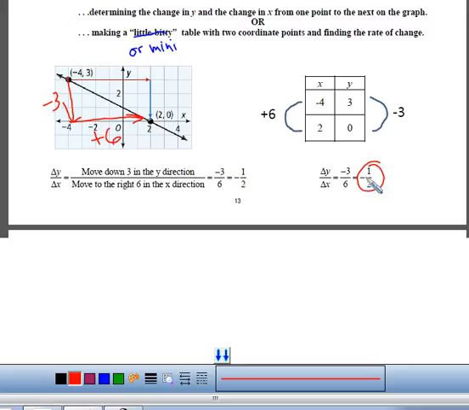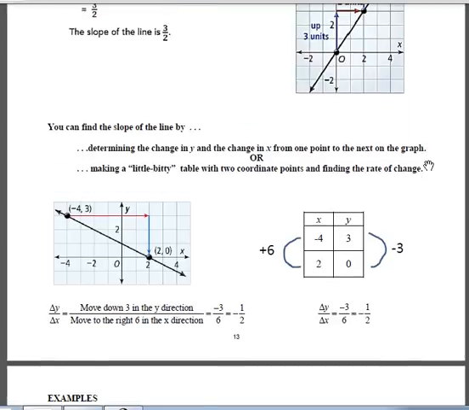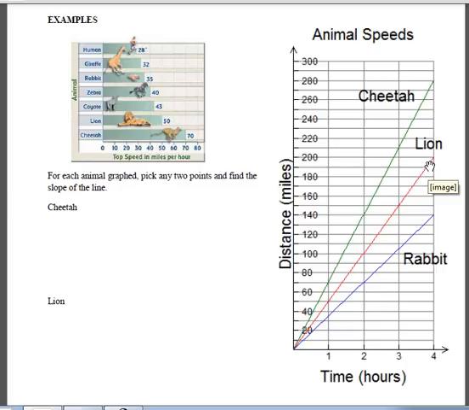Let's take a look at page 14. We have some examples we can take a closer look at. We have animal speeds, and these ones are already graphed for us, the cheetah, the lion, and the rabbit. Over here we have a different kind of graph that shows some additional animals, plus the ones listed here. Obviously, if you didn't know, the cheetah is the fastest animal on the planet. For each animal graph, pick any 2 points and find the slope of the line. So you can do that.